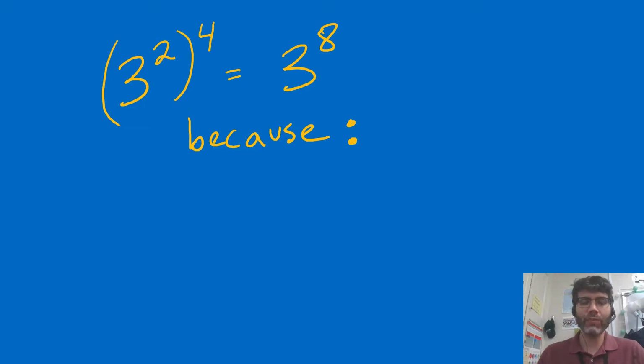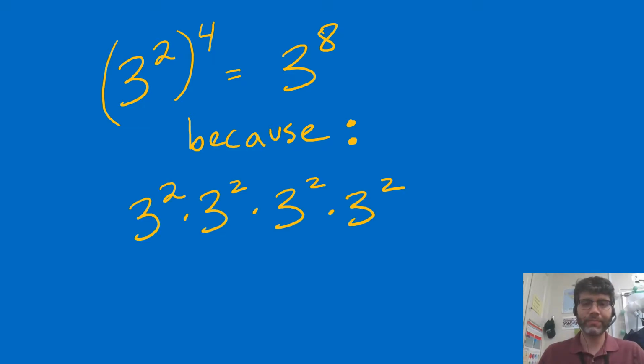But why is that? What's the reasoning? It's because 3 to the second is all in parentheses. Therefore, 3 to the second is a base. It's sort of weird thinking of something that has an exponent and is also a base, but since it's all raised to the fourth, 3 to the second is by itself an actual base.